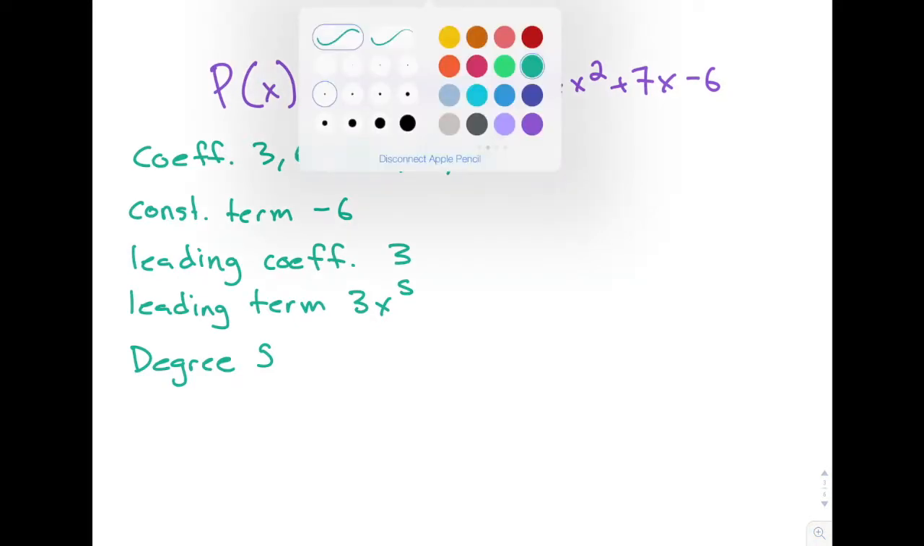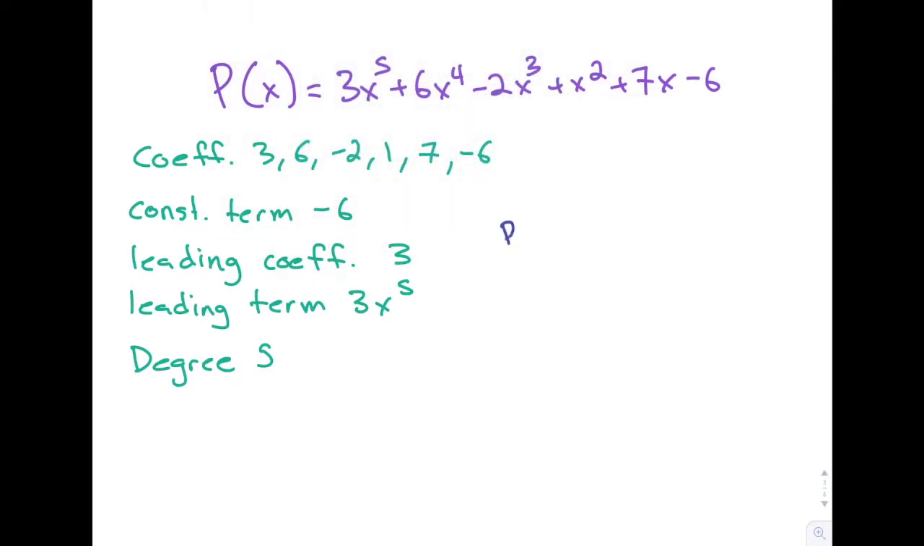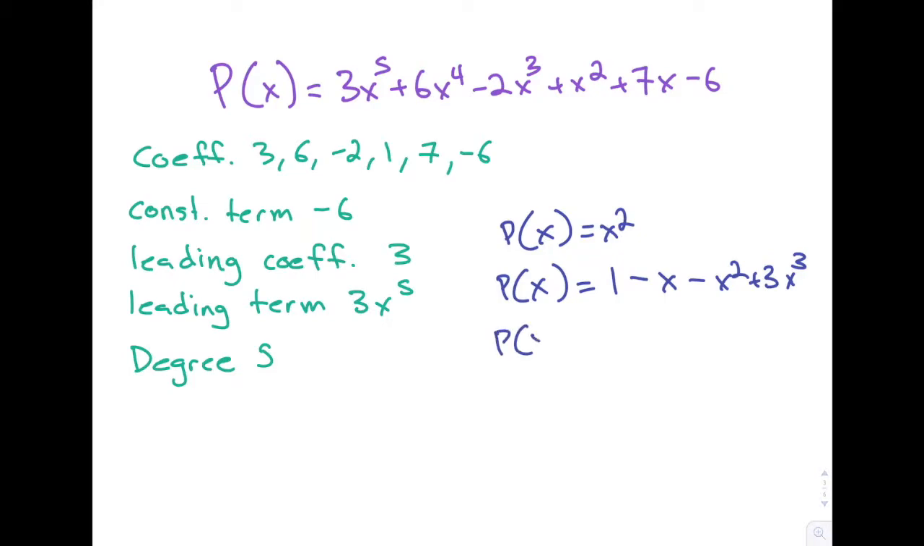Again, we could have polynomials that look much simpler. We could have a polynomial that just looks like x squared. We have a polynomial that looks like 1 minus x squared plus 3x cubed. We could have a polynomial that just looks like x. So I'll leave it to you to take a moment to identify the different parts of these polynomials here.